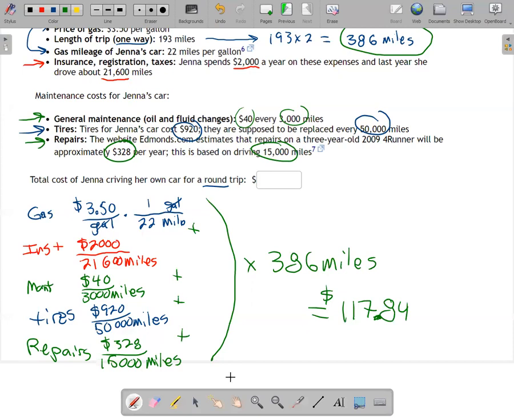Yeah. How do you do with like the cursor on your calculator?